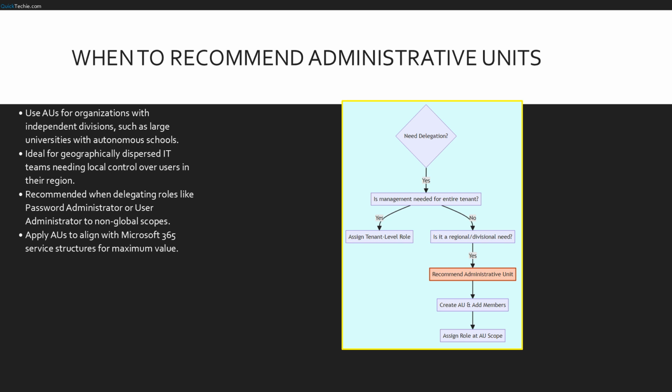the correct architectural choice. This flowchart helps you decide when to use an AU. First, ask if delegation is needed. If the management need is not tenant-wide but specific to a region or division, the path leads directly to recommending an administrative unit. From there, the process involves creating the AU, populating it, and finally assigning the scoped role. This logic ensures you adhere to the principle of least privilege.